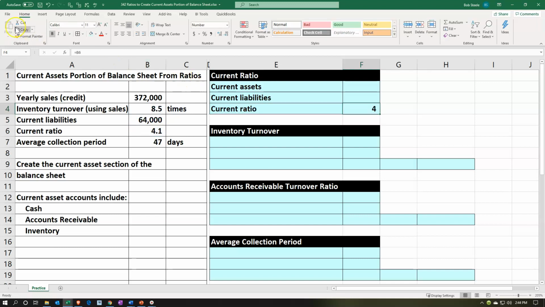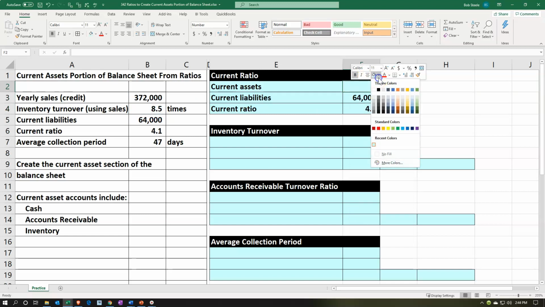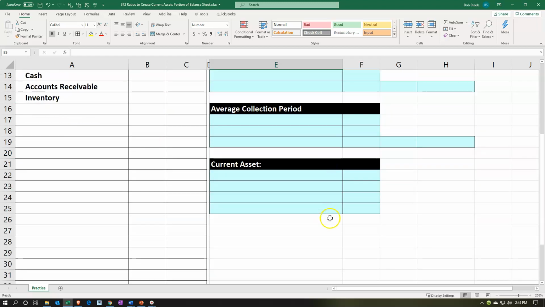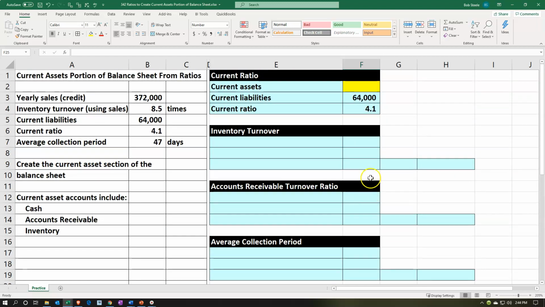Let's add a decimal here. We're going to go Home tab, Numbers, add a decimal. What else did they give us? They gave us the current liabilities. So then I can back into the current assets, so I can get to the total number that we need for the current assets section. Current assets section total amount, I'm going to get that number.